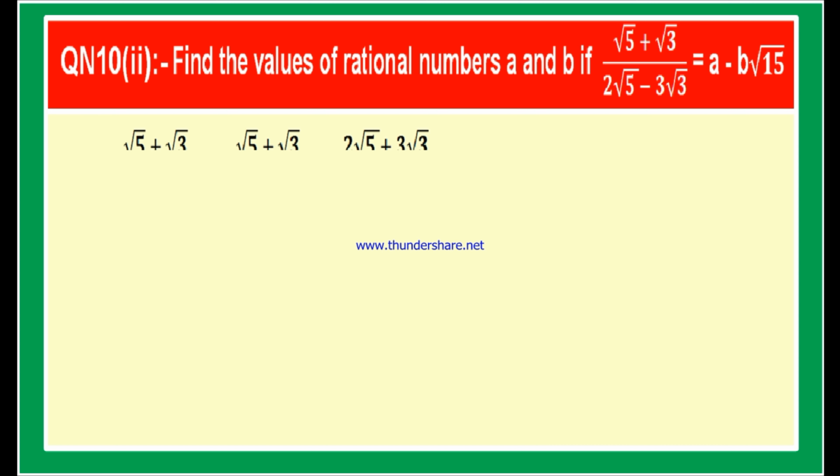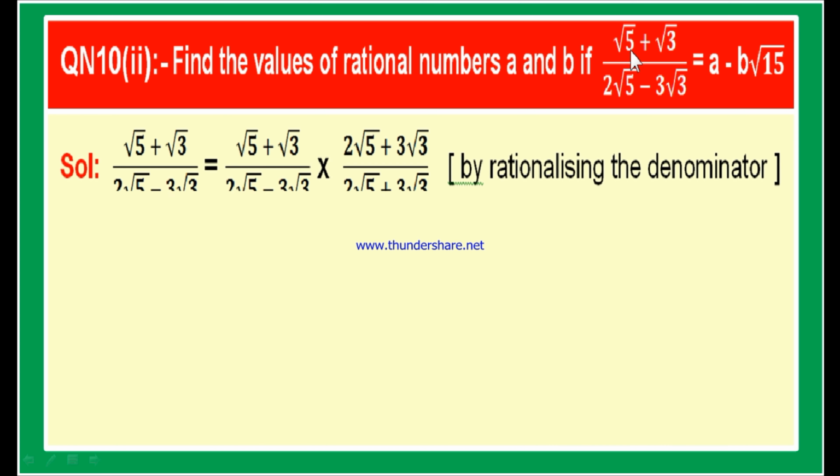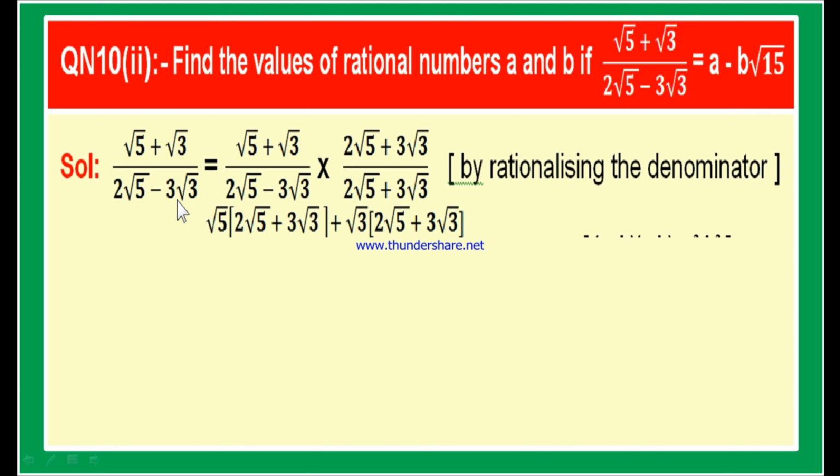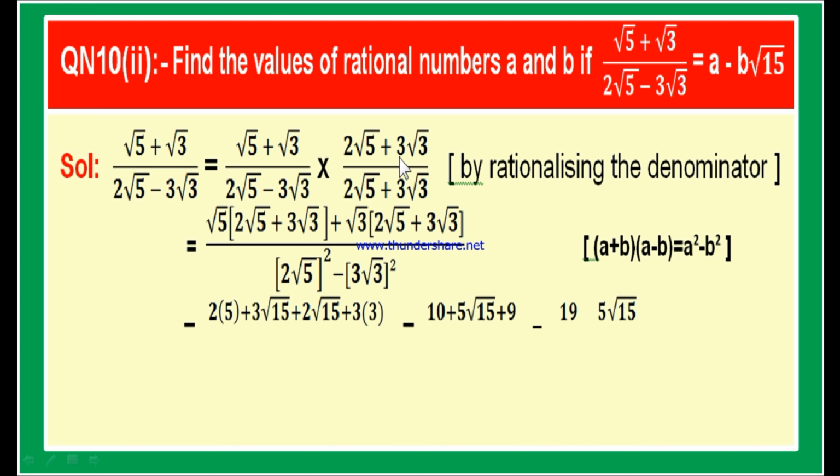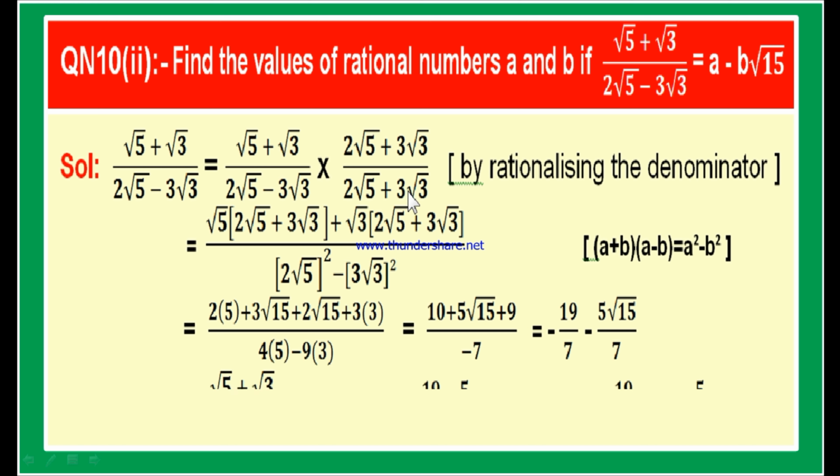Now, in order to find the solution, let us consider (√5 + √3)/(2√5 − 3√3). Here, the denominator is 2√5 − 3√3. Then what is its rationalizing factor? The rationalizing factor is 2√5, and in the place of minus you keep plus: plus 3√3 is the rationalizing factor. Therefore, let us multiply both numerator and denominator with this rationalizing factor.